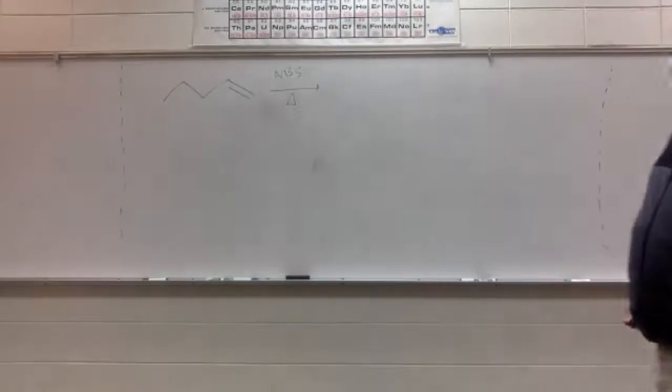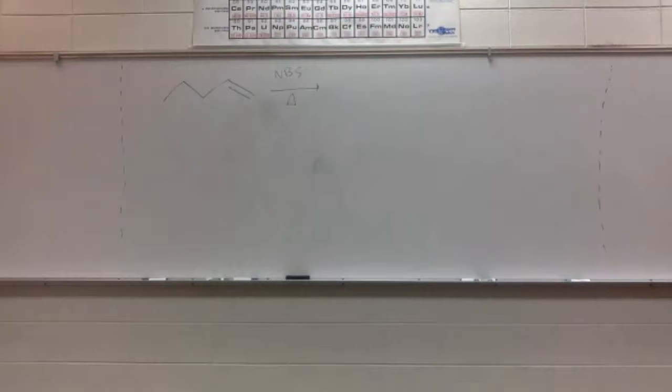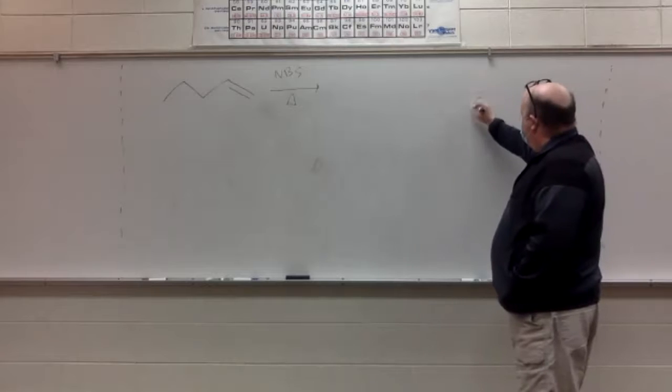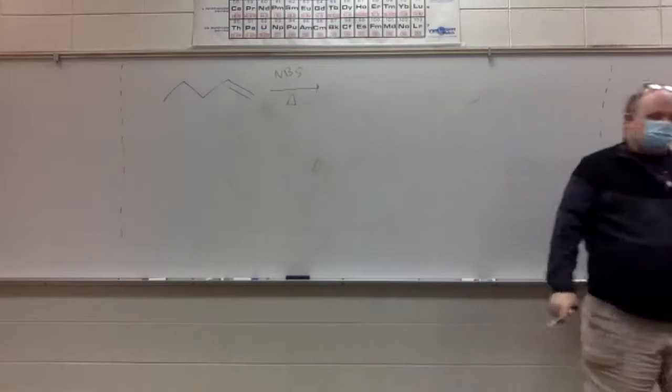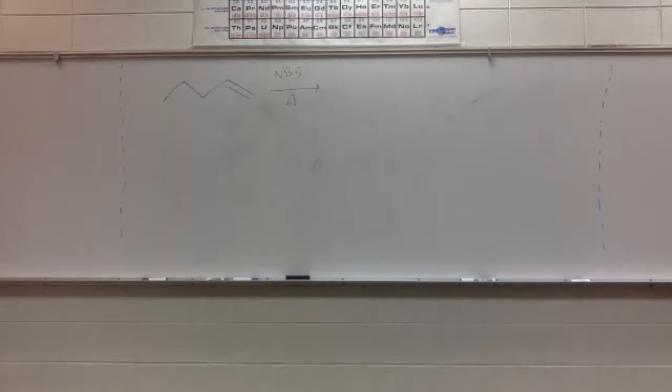Okay. So allylic brominations are always performed using NBS. That's N-bromosuccinimide, our primary source of bromine. I'm just going to be lazy and draw NBS. I'm not going to draw the structure. I'm just going to use the acronym.